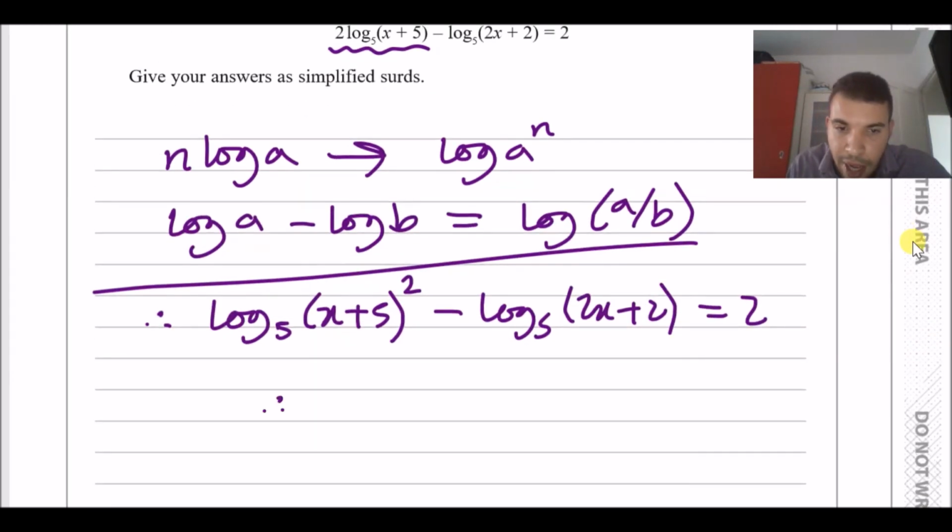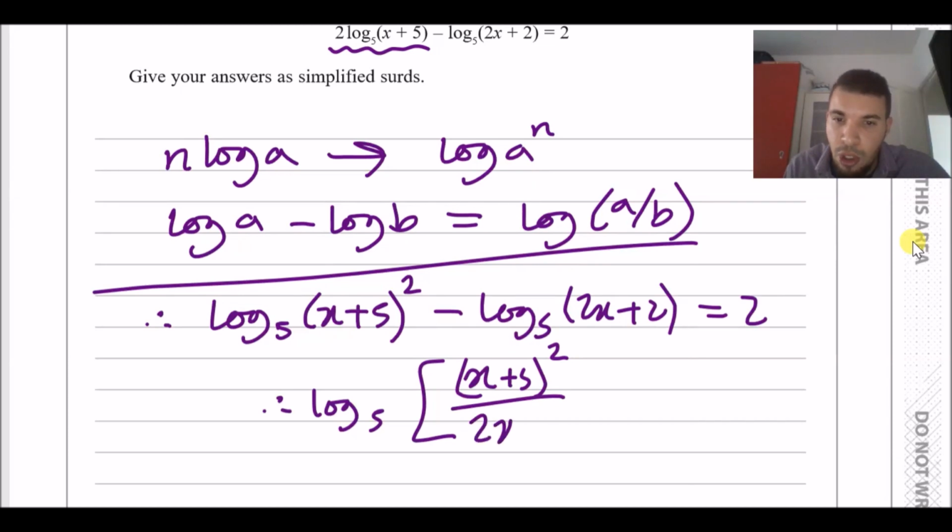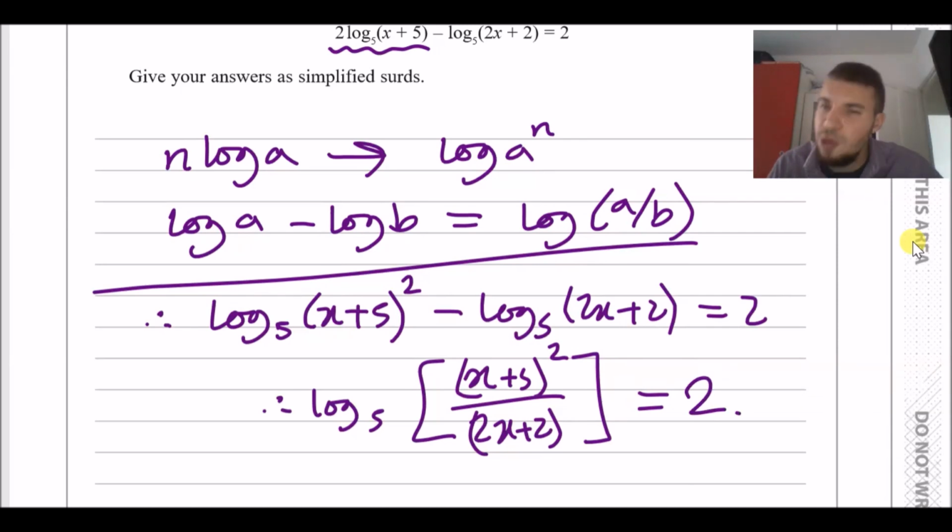So therefore, we're going to have a log base 5 inside a big bracket, so a over b, be x plus 5 squared over 2x plus 2. Now all of this is going to equal, of course, the right hand side, which is 2. Now what do we do from here?